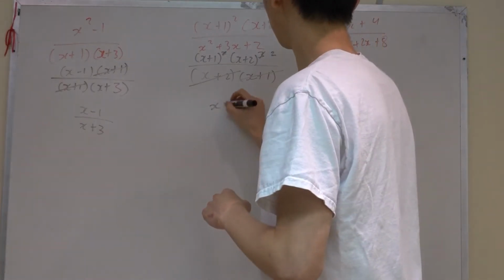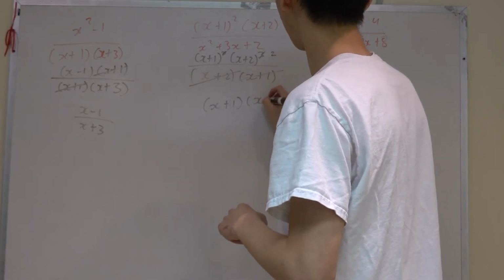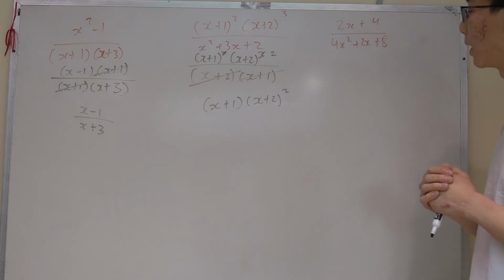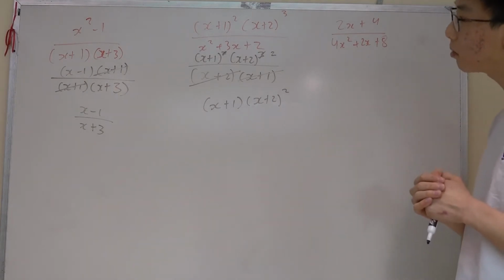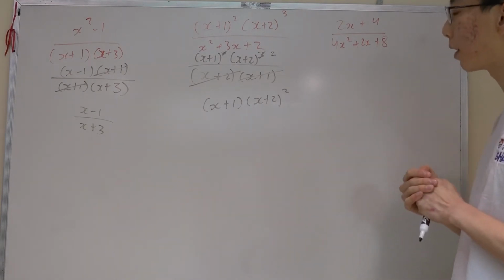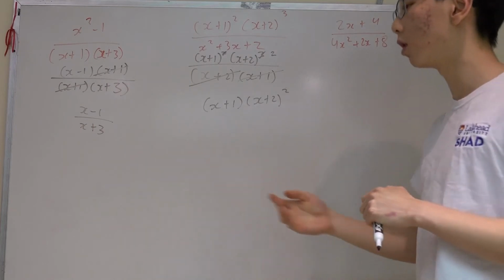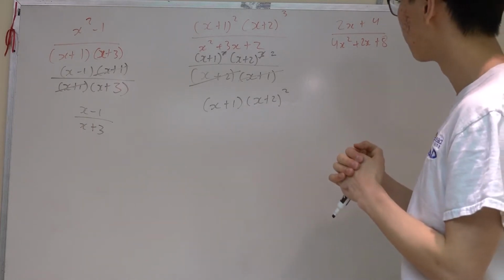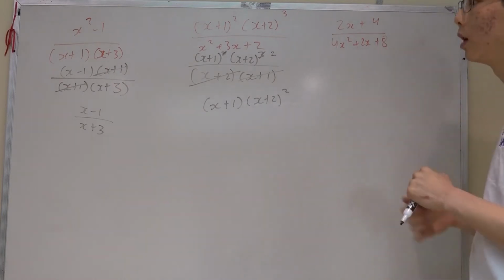What does this leave us with? Well, it leaves us with x plus 1 times x plus 2 squared. And this is as simple as we can get it. Now, notice when we ask you to simplify or factor, you don't have to expand it all out at the end. There's really nothing much that you can do here. And this is something important to keep in mind.